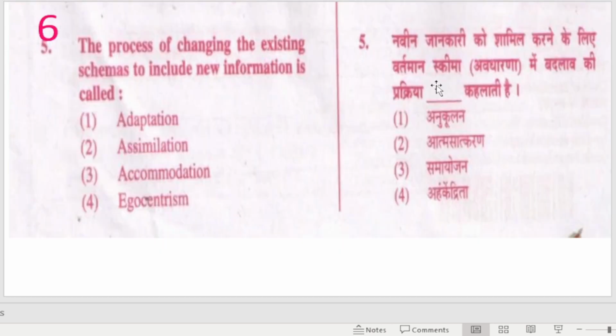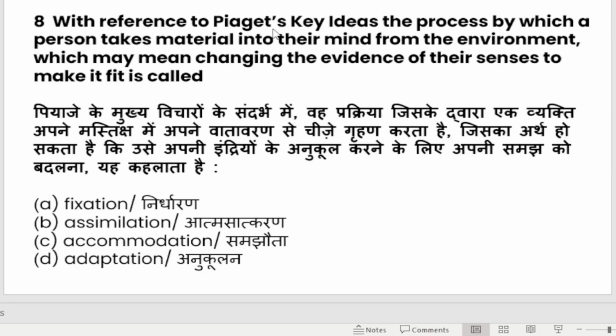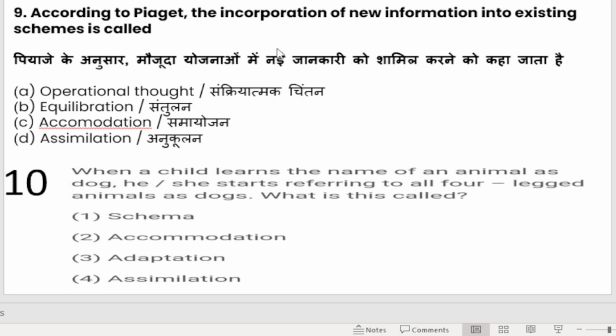Now coming to the next, the process of changing the existing schemas to include new information. I told you in the definition of accommodation, if you can see the word changing, altering or modify, you can directly pick the option accommodation, right? Now coming to the next, with reference to Piaget's key ideas, the process by which a person takes material into their mind from the environment, and you can see the word directly changing here, so pick the option accommodation. Now coming to the next, according to Jean Piaget, the incorporation of new information into existing schema, so accommodation.